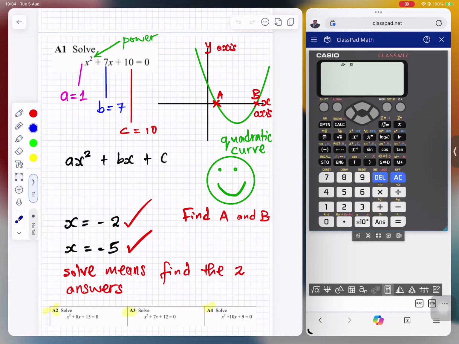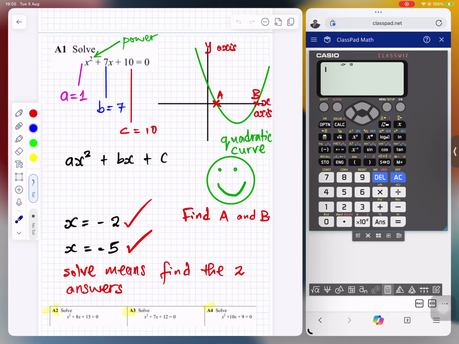I've put an example of a graph on the right-hand side. The curve is green in color. It's a U-shaped curve. And when they say solve a quadratic, you are looking for where it crosses the x-axis. The x-axis is that horizontal line I've put there in blue. And where does the green curve meet the x-axis? It meets it at that point A, and that point B. So solving a quadratic is to find those 2 points.